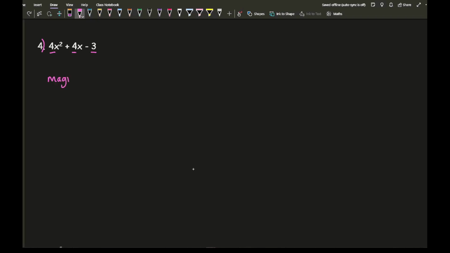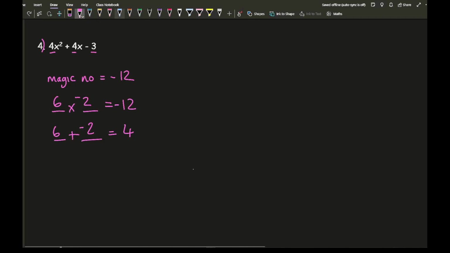So our magic number in this case is going to be 4 times minus 3, which is minus 12. So I'm looking for two numbers that multiply together to give me minus 12, and added together give me positive 4. So the two numbers that we're probably thinking of are going to be 6 and 2. And for this to get positive 4, it means that the 2 needs to be negative.